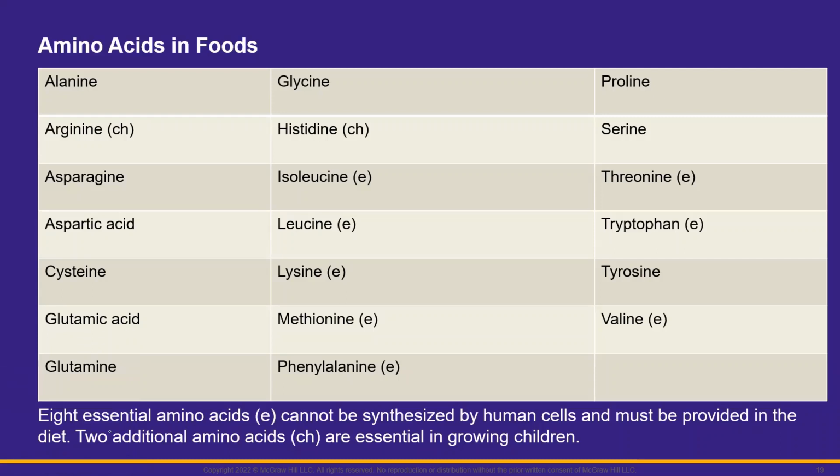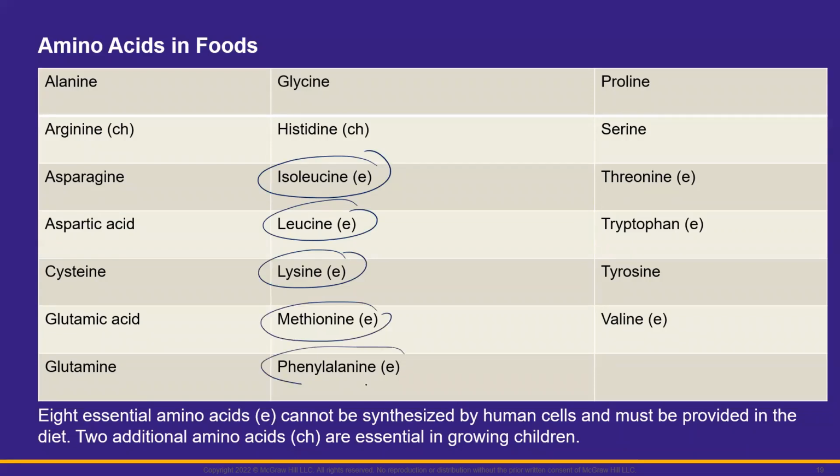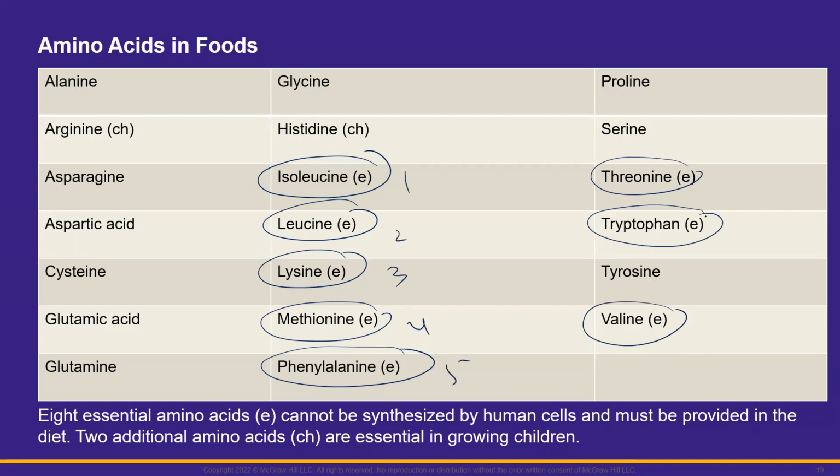Okay, so this is the list of the 20 amino acids. Alanine... 12 of them are made in our body, so we can make them in the liver, but 8 of them, like this one, isoleucine, leucine, lysine, methionine, phenylalanine, threonine, tryptophan, and valine. So 1, 2, 3, 4, 5, 6, 7, 8 of these amino acids have to be provided from diet. So these are the essential amino acids.